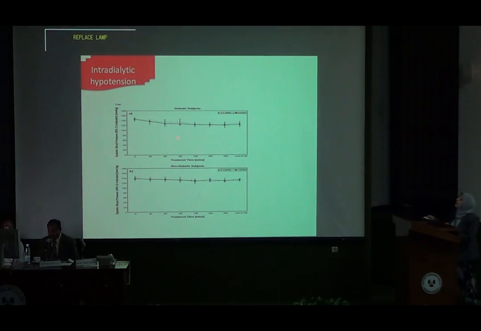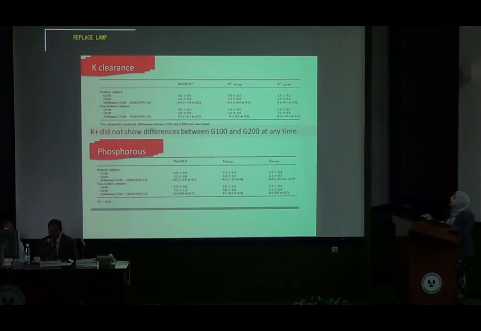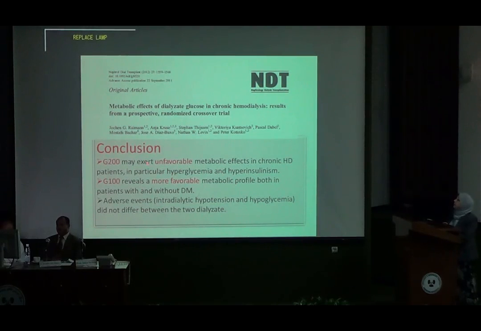This is intradialytic hypertension: no significant change between G100 and G200 in diabetic or non-diabetic patients. Potassium clearance: they found no significant difference between the two groups at any time during hemodialysis. As regards phosphorus clearance, they found some changes, with decreased phosphorus in the group using glucose 100. They conclude that G200 may exert an unfavorable metabolic effect in chronic hemodialysis.